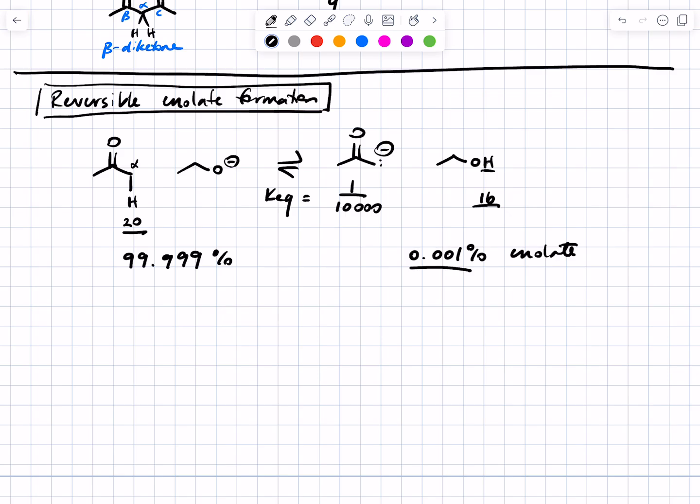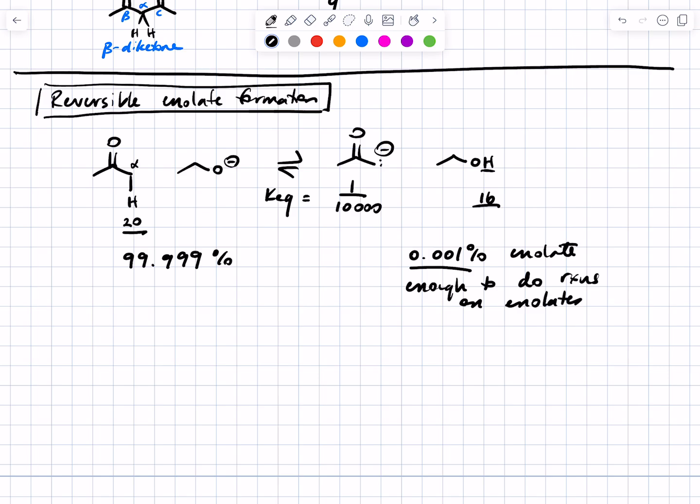What is 0.001% of 10 to the 23 molecules? I don't know, but it's somewhere around 10 to the 20 molecules, which is still astronomically high, right? So that's enough for chemistry to work with. Even a small percentage of molecules can still be a large number of molecules to do chemistry on. So we're going to see that the 0.001% chemistry will be enough to do reactions on enolates.